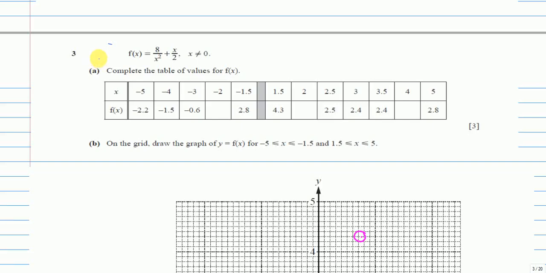Alright, question number 3 now. We are given an equation which is f of x equals 8 over x squared plus x over 2, and for part A we have to complete the table where we are given the value of x, but we have to find the value of f of x. Okay, so to find the value of f of x, we will just substitute the value of x over here and here. Okay, and whenever you substitute, make sure you are using the brackets.